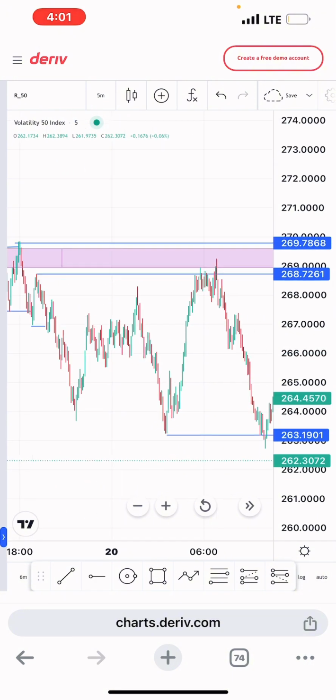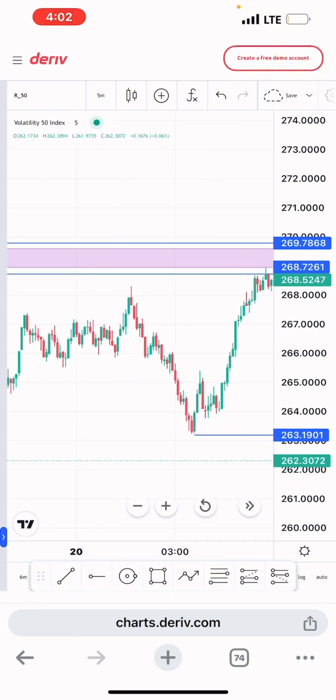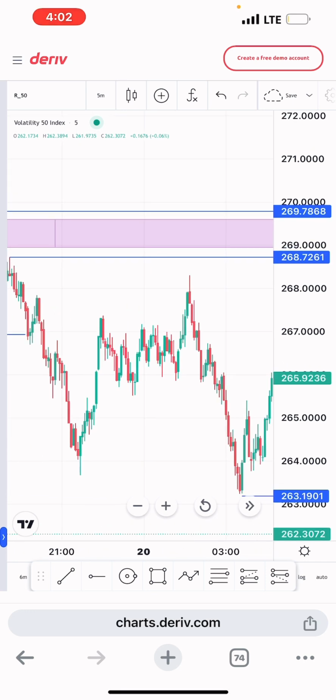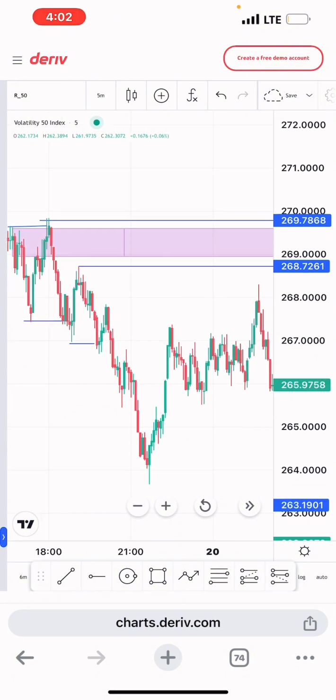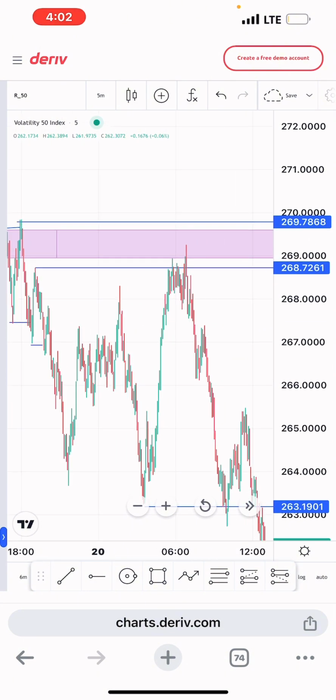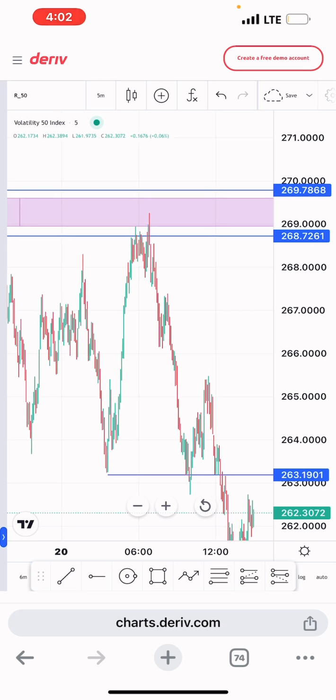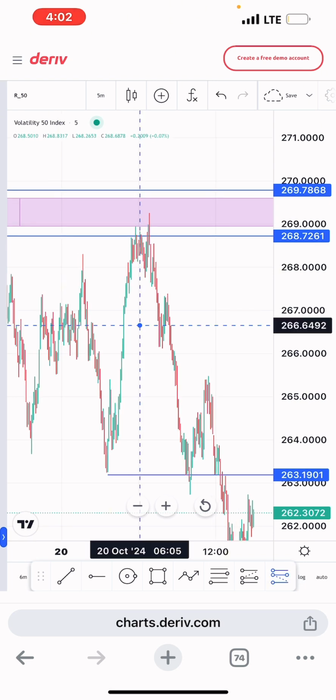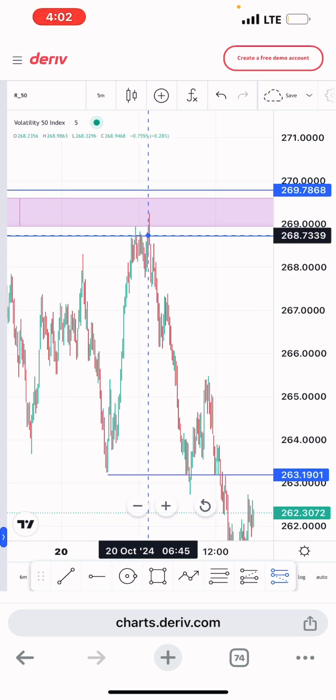I'm just using my mobile phone to actually do this, which means that you too can actually use your mobile phone to do these. So right here you see everything has been marked out, and you see how the market tapped into our point of interest, and then we took our first entries right from there.